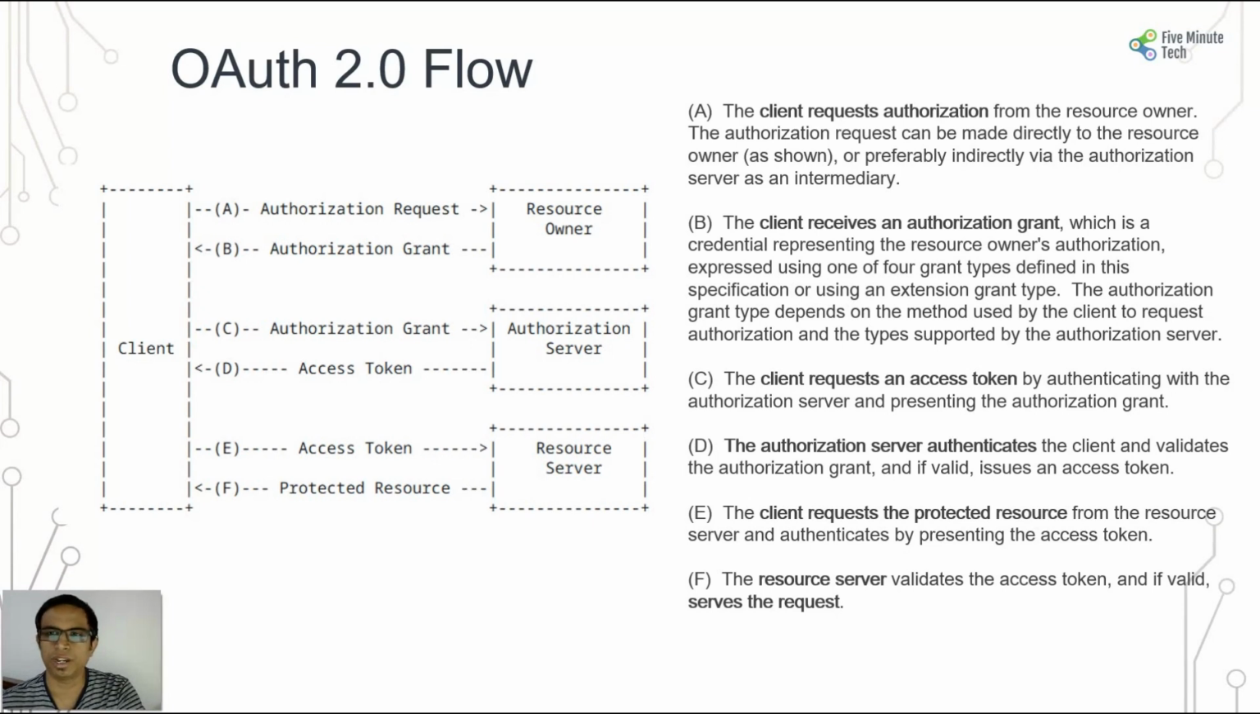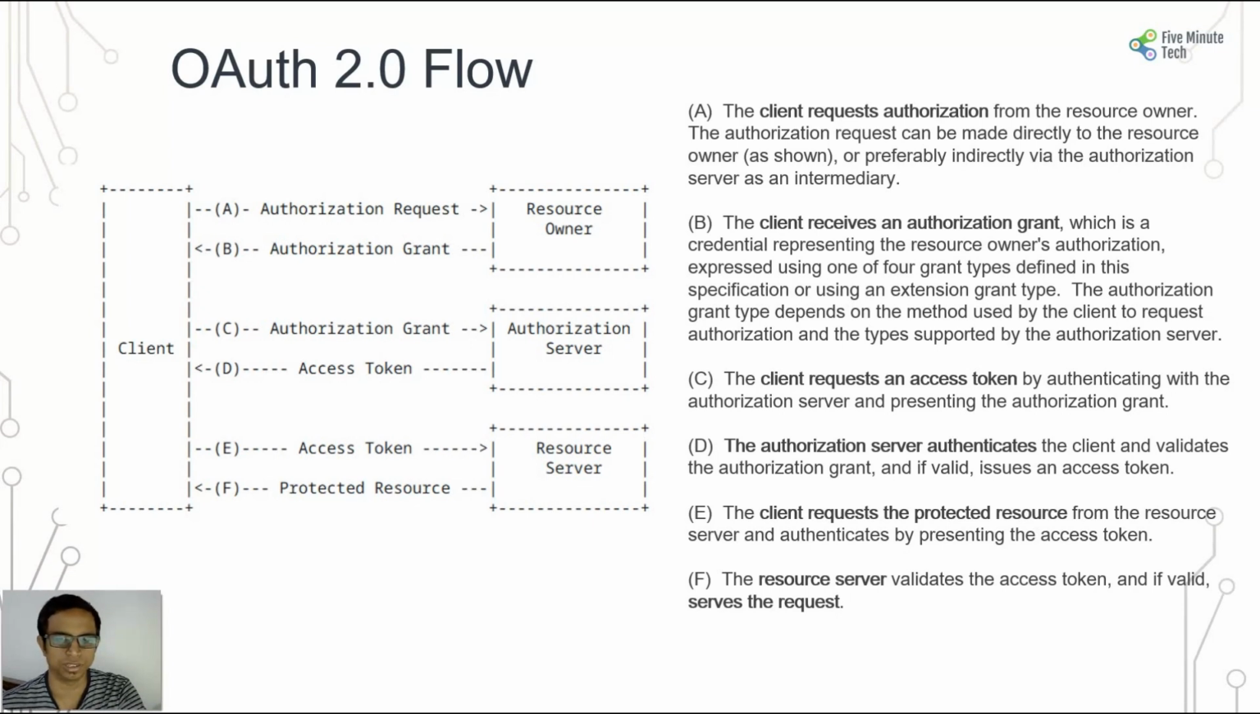So the client requests authorization from the resource owner. The authorization request can be made directly to the resource owner or preferably indirectly via the authorization server as an intermediary. The client receives the authorization grant, which is the credential representing the resource owner's authorization, expressed using one of four grant types defined in the specification or using an extension grant type. The authorization grant type depends on the method used by the client to request authorization and the types supported by the authorization server.